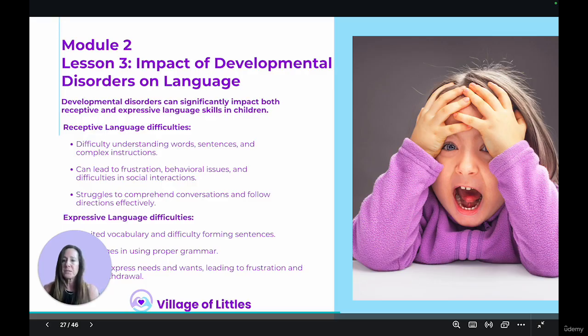I'll briefly discuss how these issues manifest in three common developmental disorders: autism spectrum disorder, Down syndrome, and cerebral palsy. By understanding these challenges, we can better support children facing these language difficulties. Let's go.